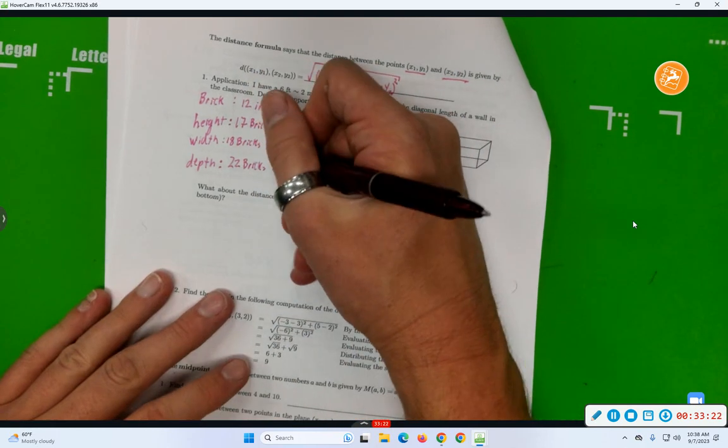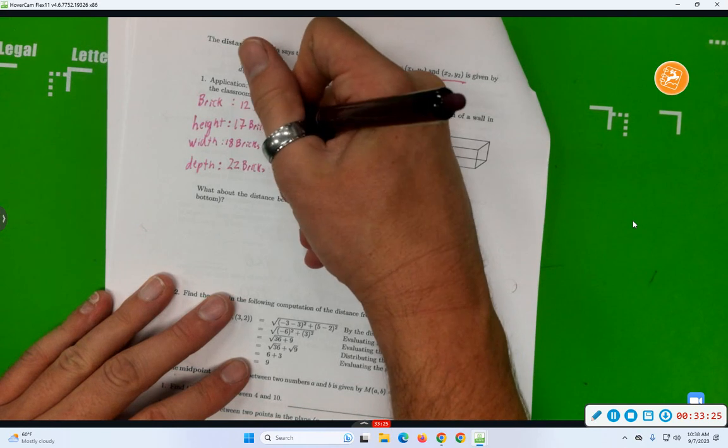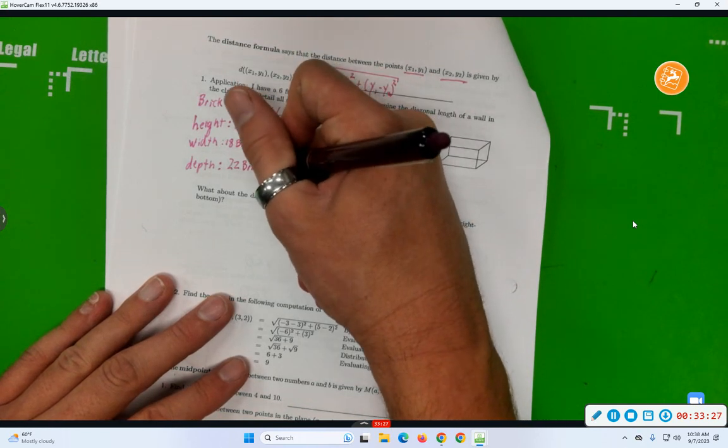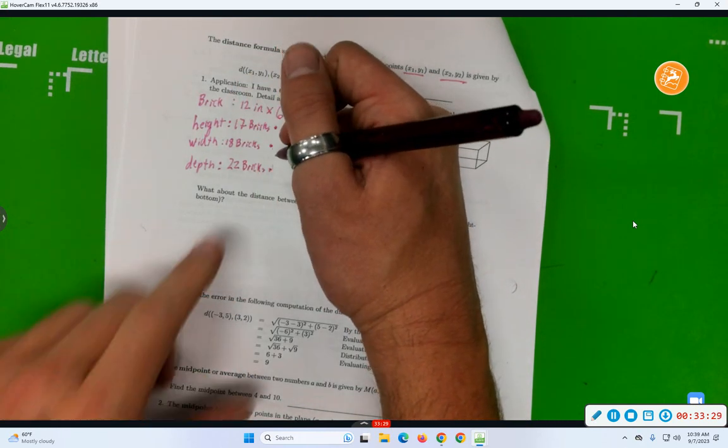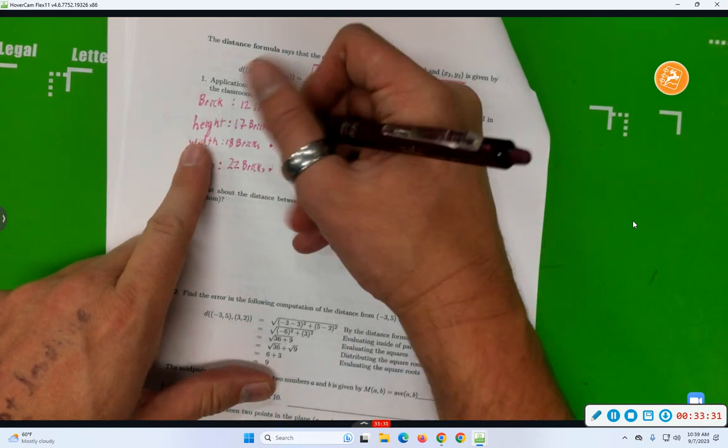All right, so I have these right now in number of bricks, but I have stated dimensions for each of these bricks. Each brick is 6 inches high.